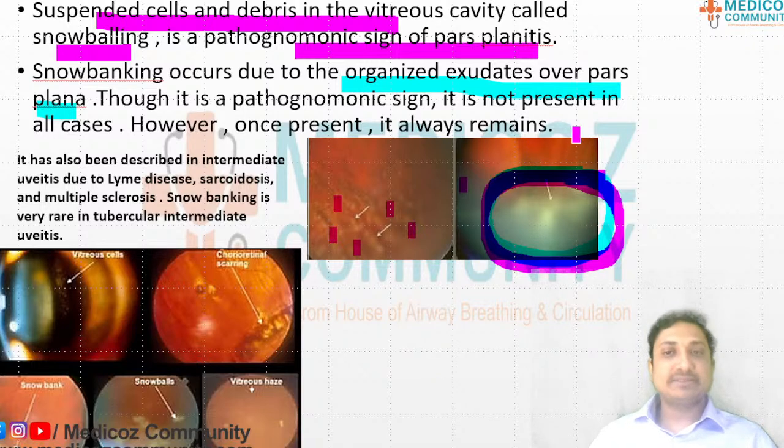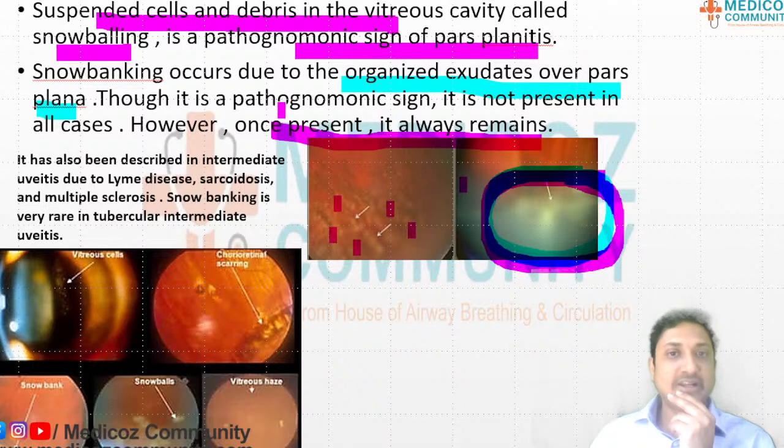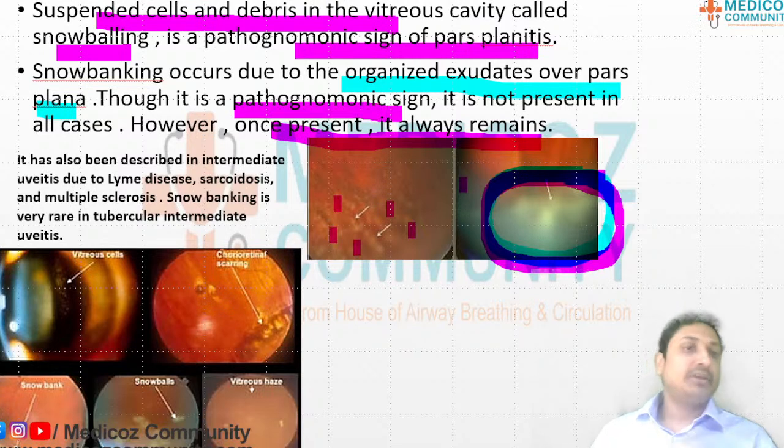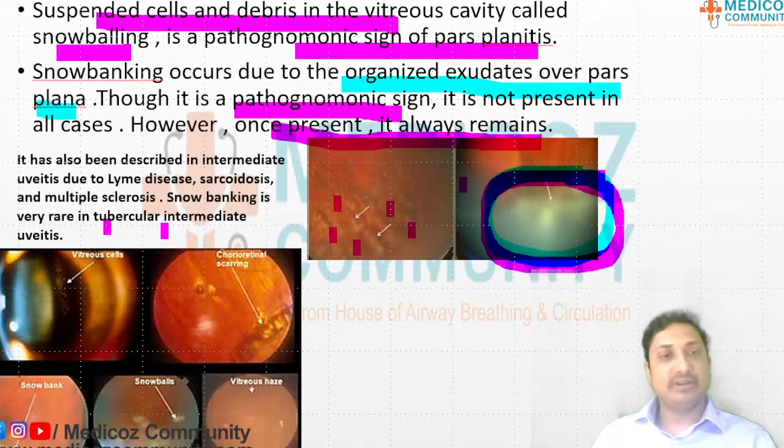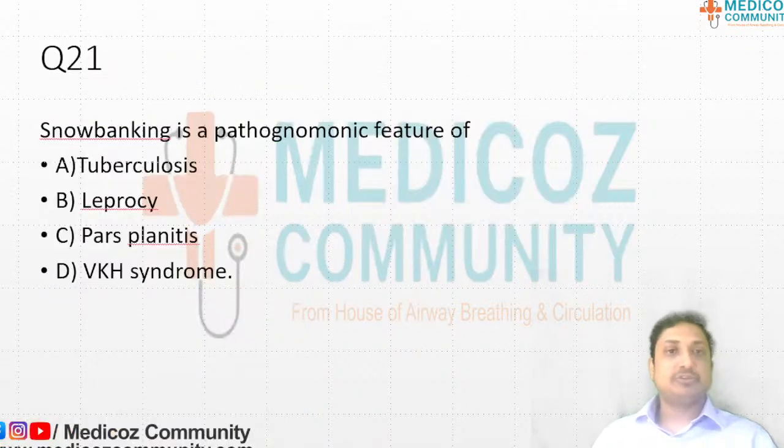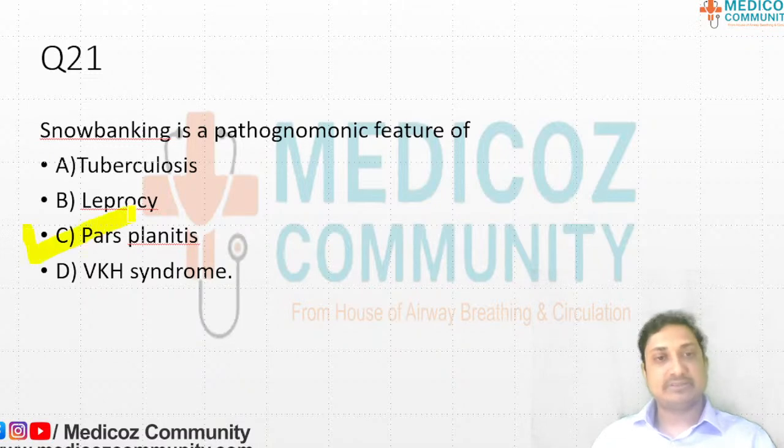So snow banking is organized exudates, and these once present will always remain. This will not go, and it is a pathognomonic sign. These are basically seen in intermediate uveitis or pars planitis. Okay, they can also be seen in cases like Lyme disease, sarcoidosis, and multiple sclerosis, and very rarely in tubercular intermediate uveitis. But these are very pathognomonic of pars planitis. So your answer here is pars planitis.